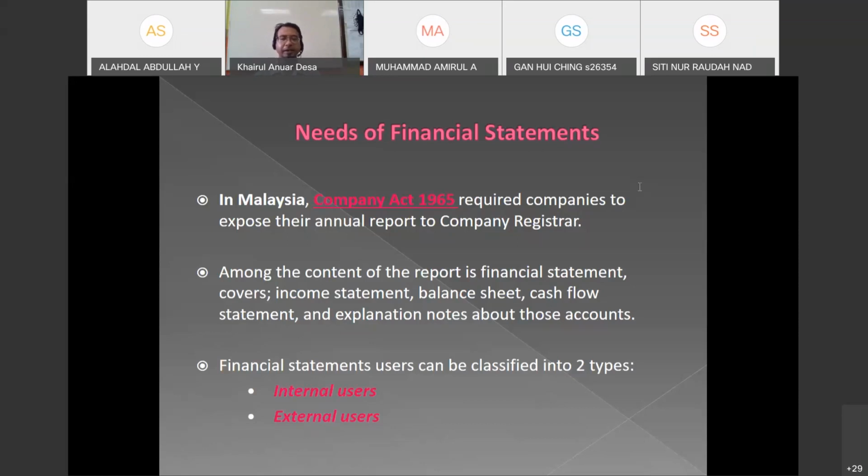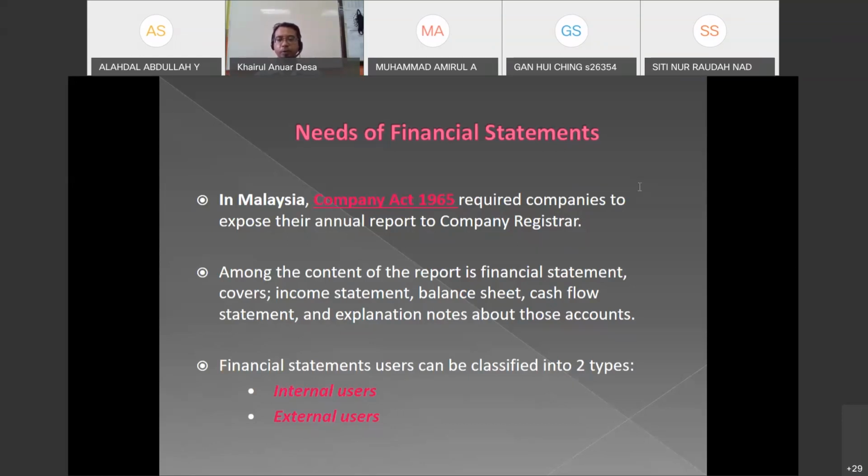Siapakah yang berminat untuk melihat laporan kewangan bagi sesebuah syarikat? Dalaman, secara dalaman, internal users. Siapakah pengguna dalaman bagi penyata kewangan? Bagi annual report. Dalaman dulu. Okay, pelabur. Internal, pelabur maksudnya existing investor or existing shareholder.